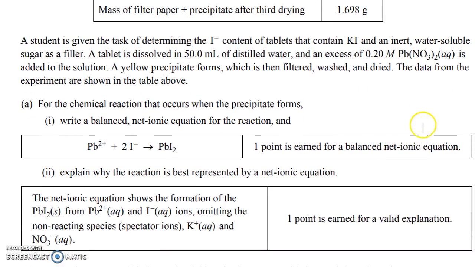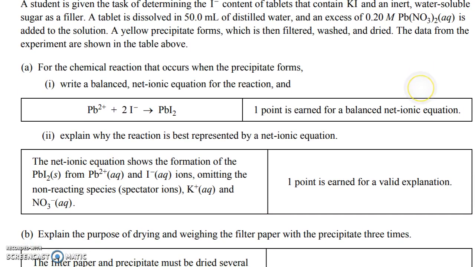Now, the balanced equation for this, since the precipitate is a yellow precipitate, that's your lead iodide. Because all your nitrates are soluble, right? Most of your iodides are soluble except for mercury, lead, and silver. So the yellow precipitate is your lead iodide.